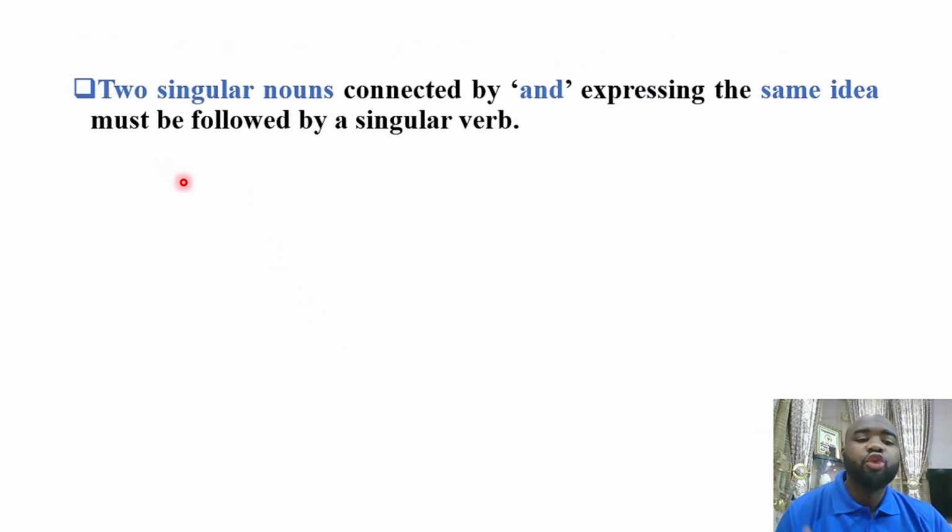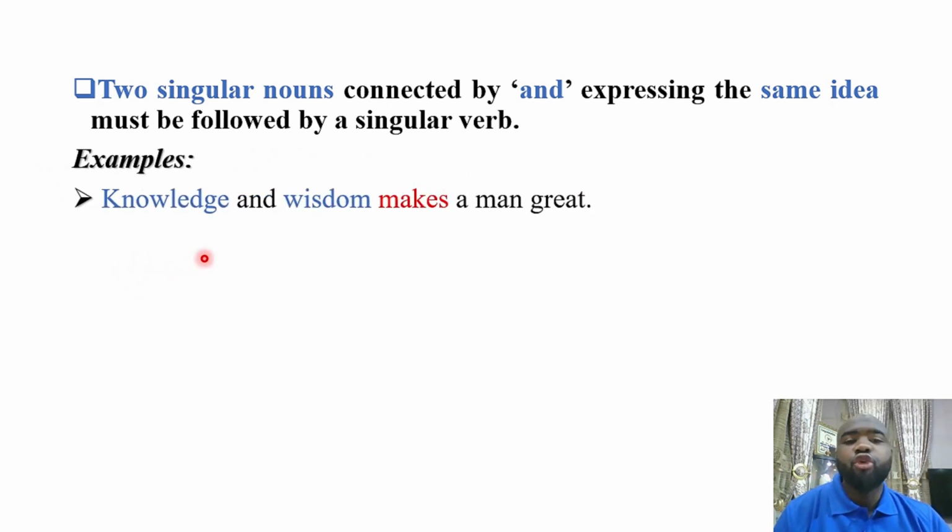Now, two singular nouns connected by and expressing the same idea must be followed by a singular verb. Let's have an example. Knowledge and wisdom makes a man great. You see, two singular nouns, knowledge and wisdom, different nouns, but expressing the same idea. They are just trying to pass on the same information, same idea. So we use a singular verb in it. Knowledge and wisdom makes a man great.